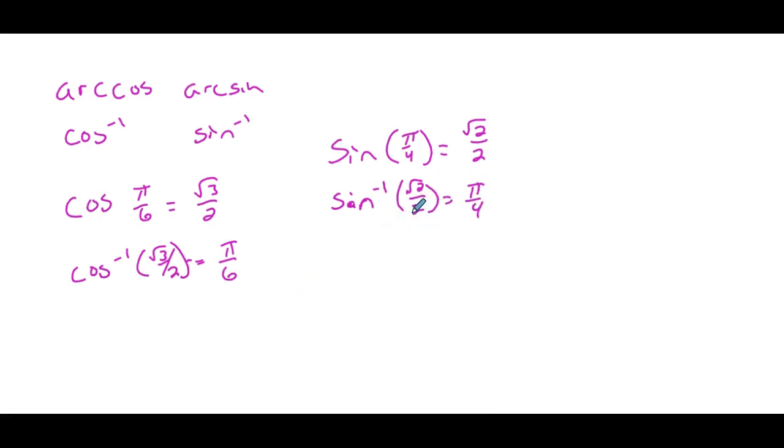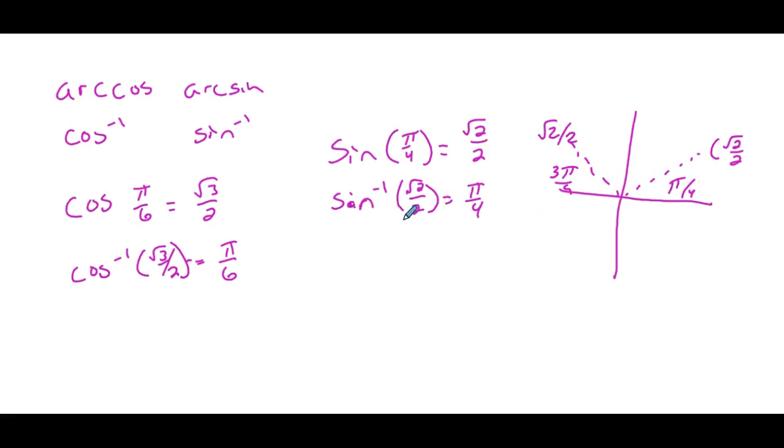Now, we want to kind of be careful here, because if we're thinking about the coordinate plane, I know that pi over 4 will give me root 2 over 2, but I also know that 3 pi over 4 will also give me root 2 over 2. So how do I know that the arc sine of root 2 over 2 is really pi over 4 and not 3 pi over 4? And that's where those limitations come in terms of the domain of these inverse functions.